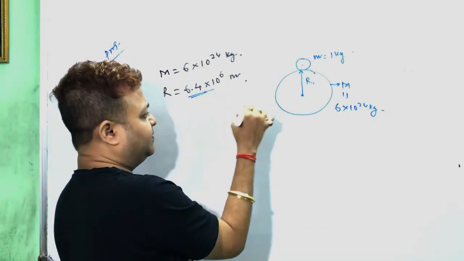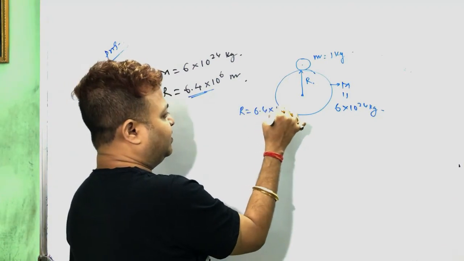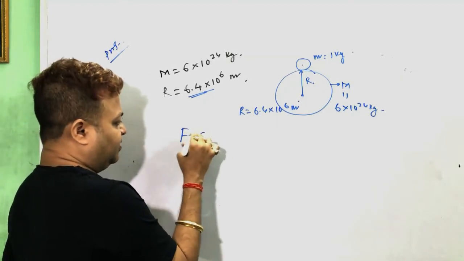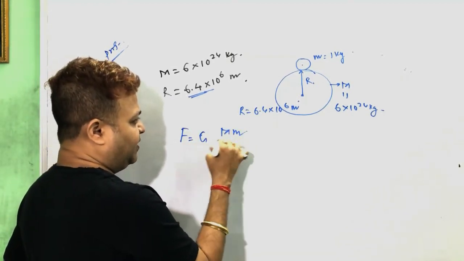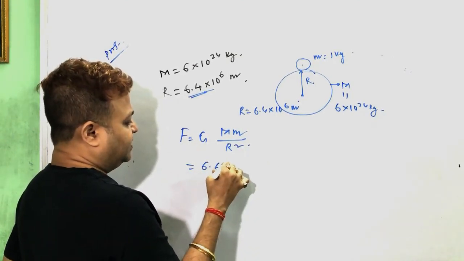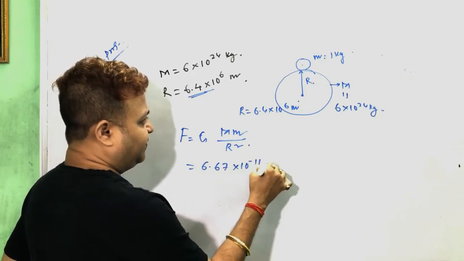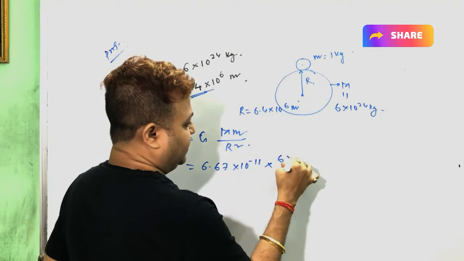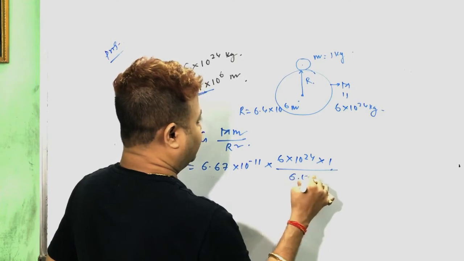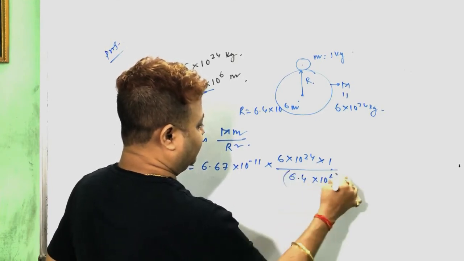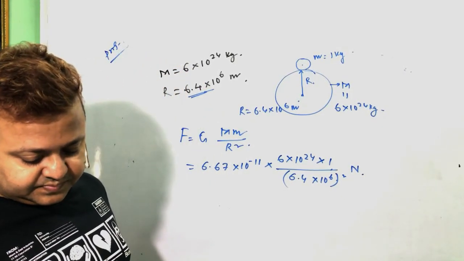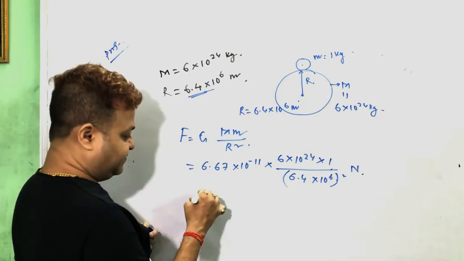Separation is this one, 6.4 into 10 to the power 6 meter. So according to the gravitational law, G into capital M into small m by r square, where G equals 6.67 into 10 to the power minus 11, M is 6 into 10 to the power 24, m is 1, and r is 6.4 into 10 to the power 6. The answer is 9.8.